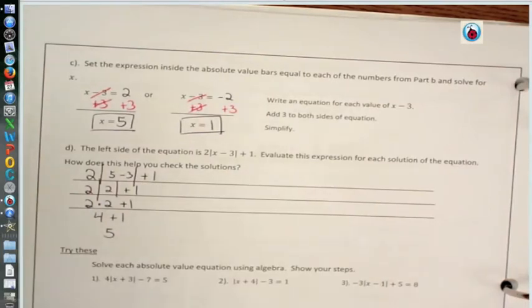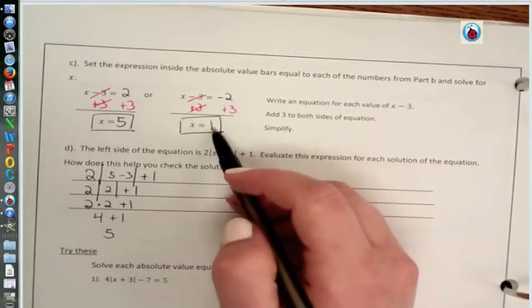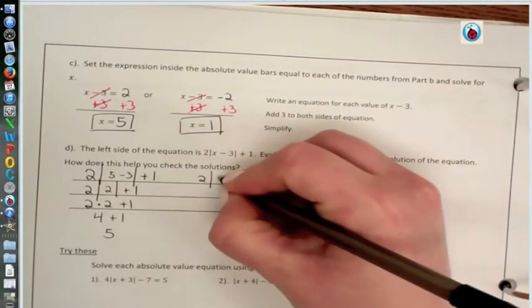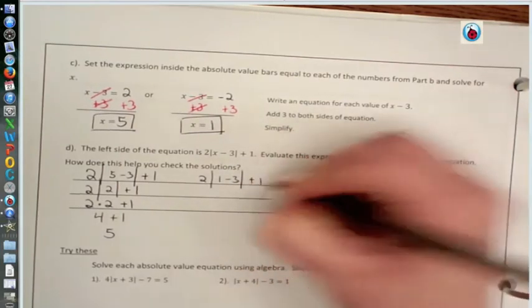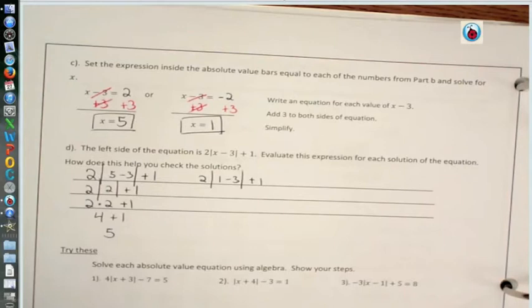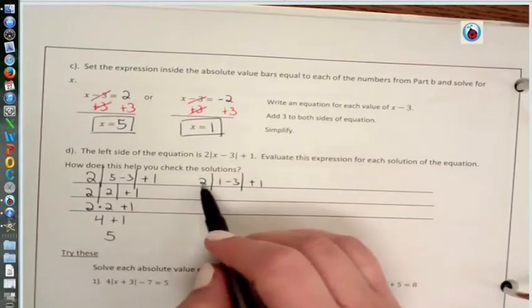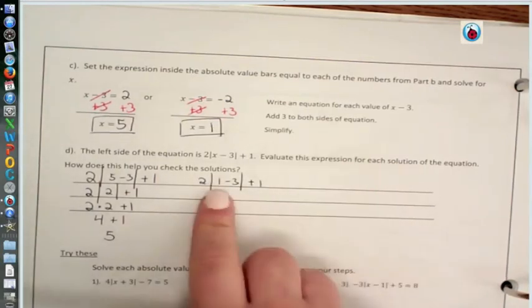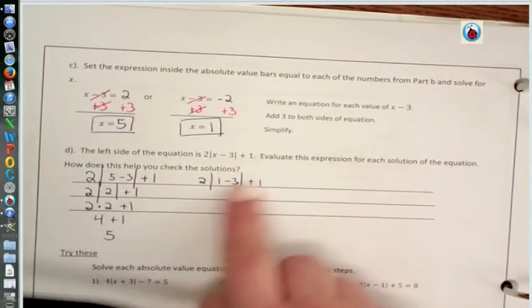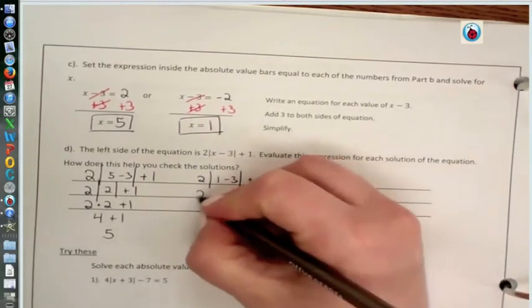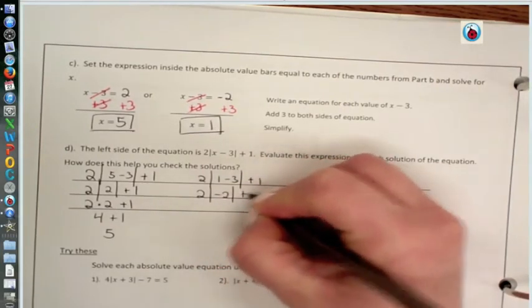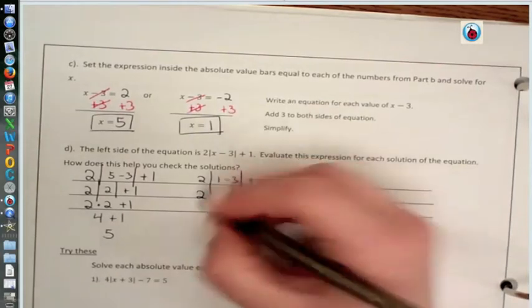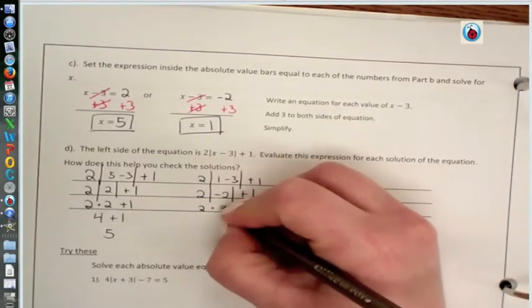All right. Now let's see what happens if I plug in 1 for x. So I have 2 times the absolute value of 1 minus 3 plus 1. Again, following GEMDAS, I'm going to do this grouping symbol first. Notice I'm not distributing 2. I can only distribute across parentheses. These are not parentheses, so there's no distributing across absolute value. It doesn't really work. So I'm just going to do what's inside the absolute value first. 1 minus 3 is negative 2. Absolute value of negative 2 is positive 2.